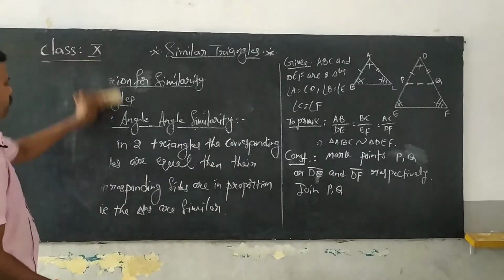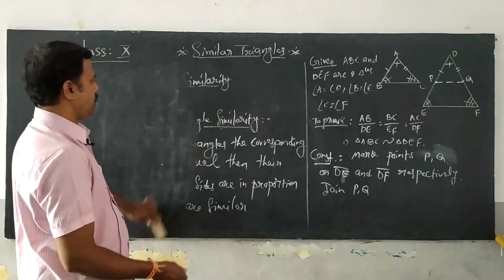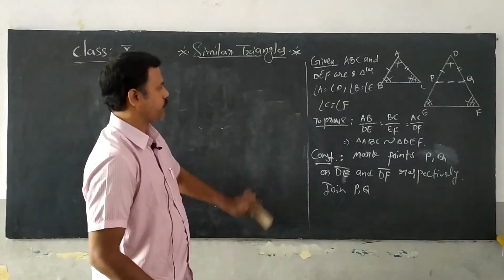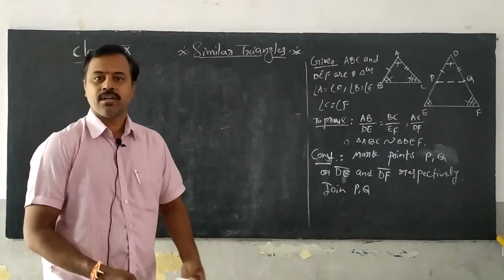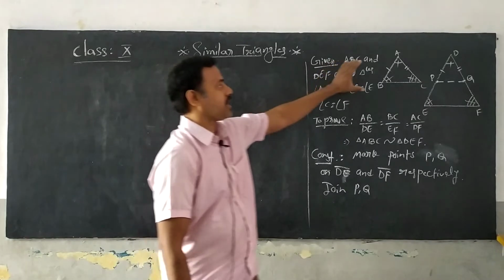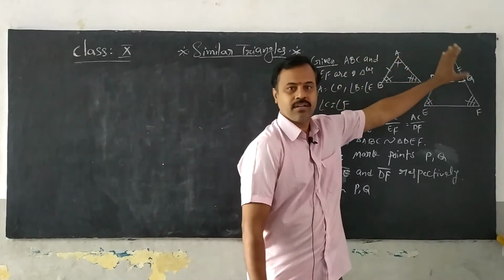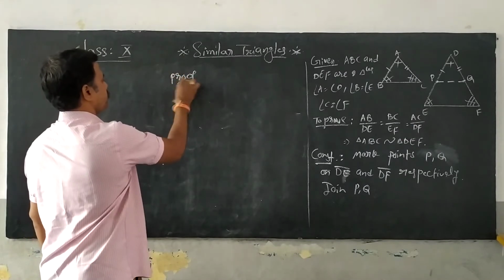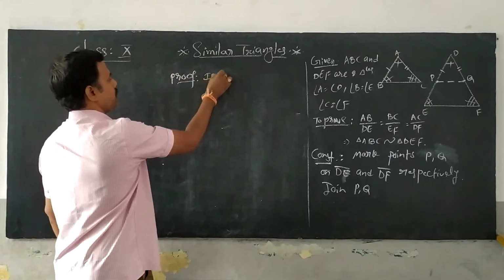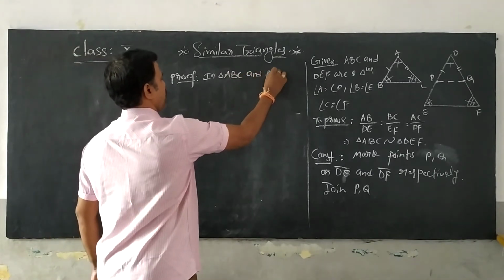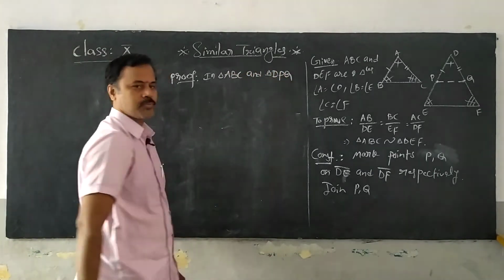One is ABC, another one is DEF, and the third one is DPQ. Observe carefully. Now I take triangle ABC and triangle DPQ. In the proof, in triangle ABC and triangle DPQ, observe carefully.